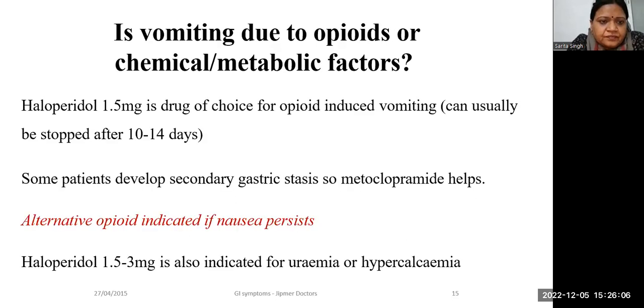Next. Is the vomiting due to opioids or chemical metabolic causes? I have already told you this. Choose your drug, give it to the patient, and relieve the patient's vomiting. Next.